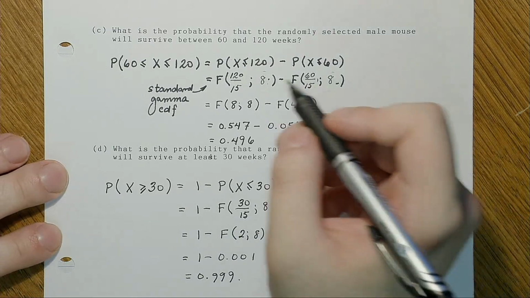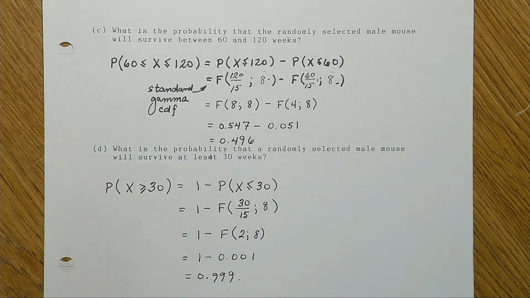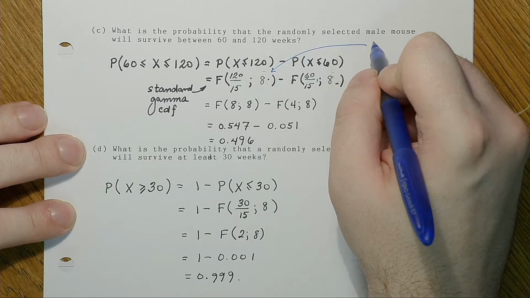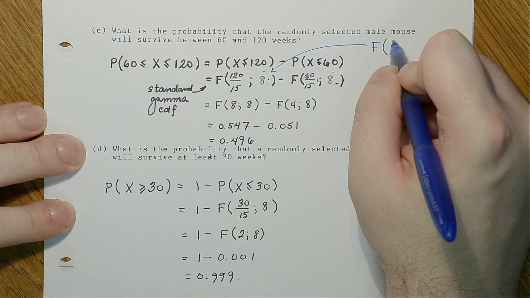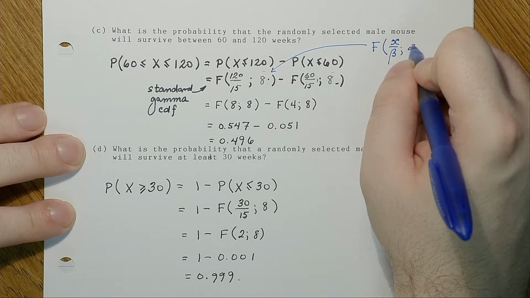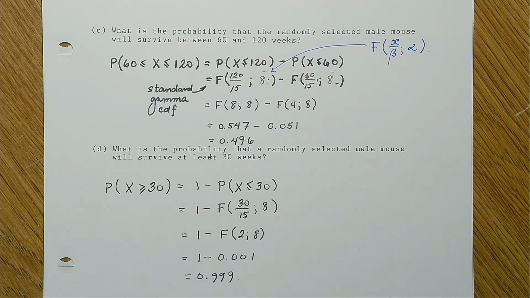Just as a little side note, I should probably show that when we're using that, it's F of x over beta and the parameter alpha. Okay.